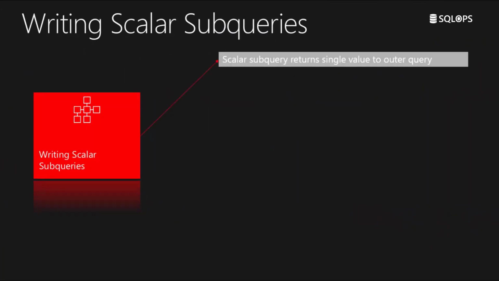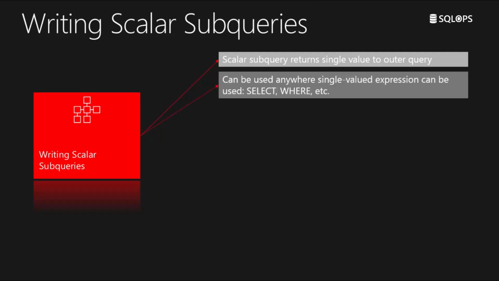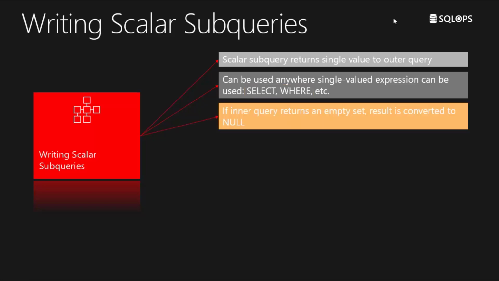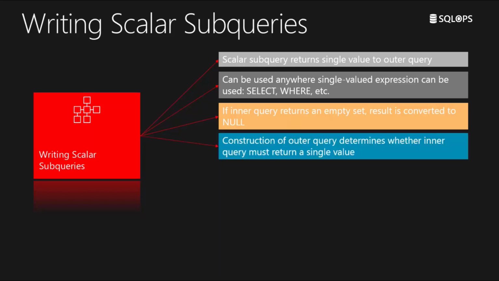A scalar subquery is an inner select statement within an outer query, and it returns a single value. Scalar subqueries may be used anywhere in an outer T-SQL statement where a single valued expression is permitted, such as in a select clause, a where clause, a having clause, or even a from clause. And if the subquery returns an empty set, the result of the subquery is converted and returned as a null. So you need to ensure that your outer query can gracefully handle a null in addition to any other expected results. The construction of the outer query determines whether the inner query must return a single value.